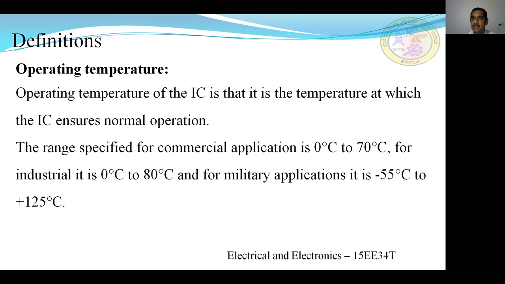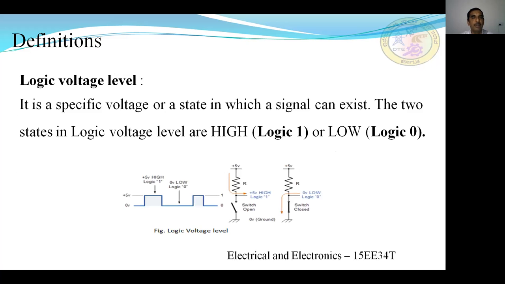Operating temperature is the temperature range in which the IC ensures normal operation. Whatever range is mentioned for the IC, we have to use it within that range. If we use it outside that temperature, the IC will not give satisfactory performance. That is called the operating temperature. ICs are classified for commercial, industrial and military applications, with different temperature ranges for different applications depending on the conditions.